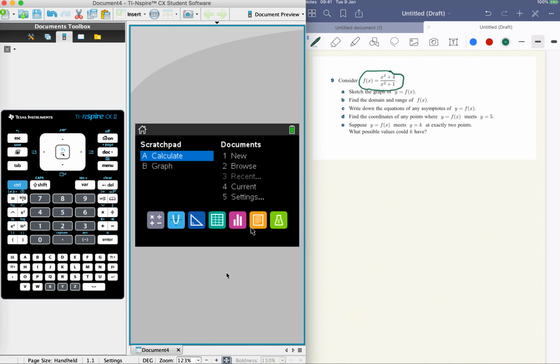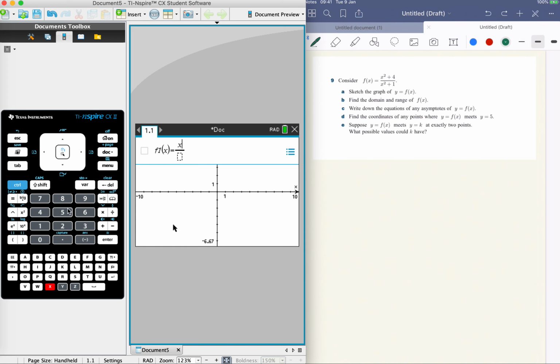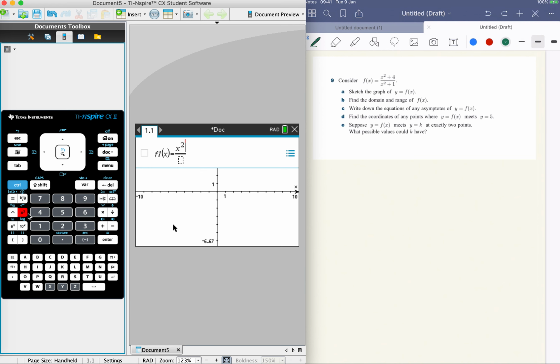Let's add a graph and we're looking at, we've got a numerator and a denominator, so let's make this x squared plus 4, and that's being divided by x squared plus 1. Oof. And we've got this really interesting shape here. Okay.